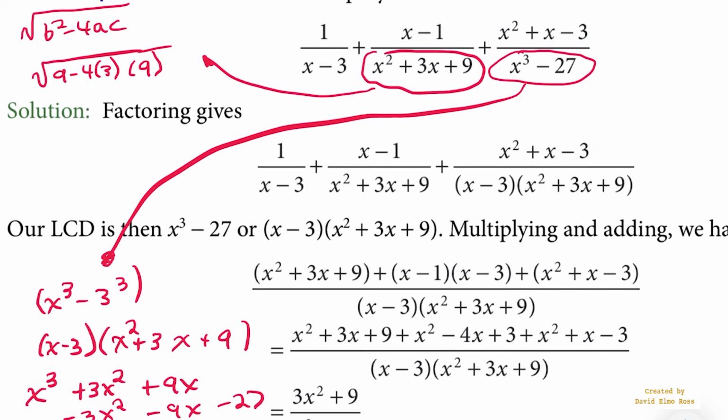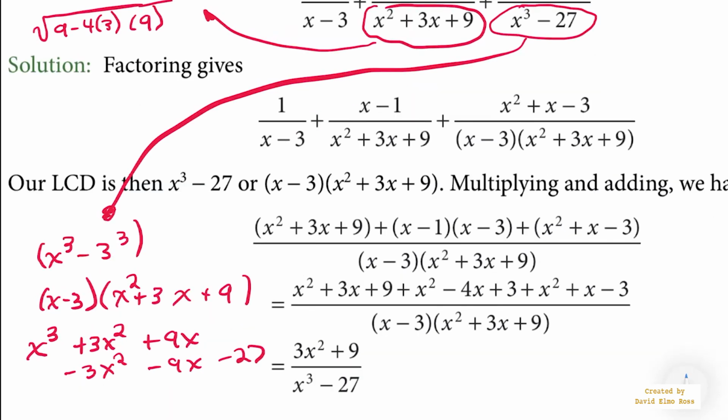When we simplify, we get this expression here, and so we can take a look at x squared plus x squared plus x squared, so that's our 3x squared here. We have 3x minus 4x is minus 1x plus x is 0x, and then we have 9 plus 3 is 12 minus 3 is 9, and that's our final factor there over x minus 3 times x squared plus 3x plus 9, or 3x squared plus 9 over x cubed minus 27 is our final result.